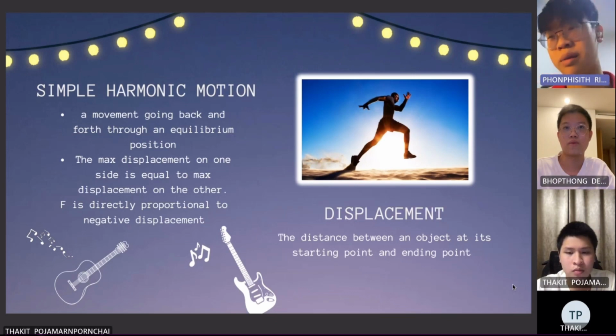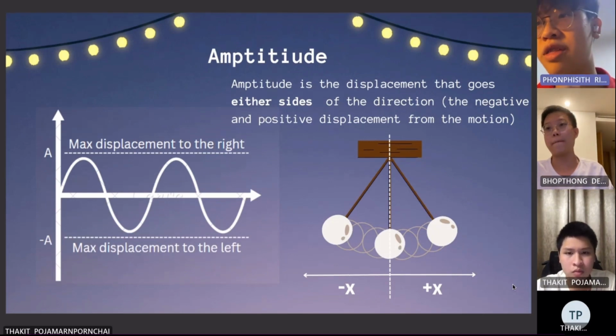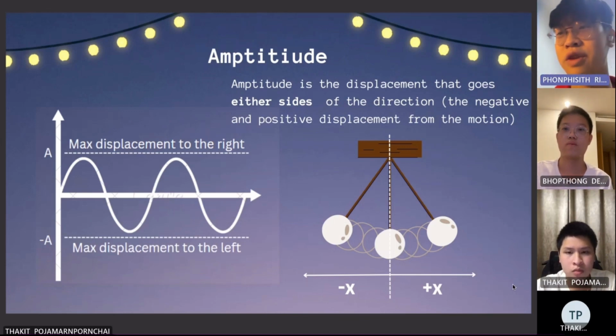And talking about displacement, what is displacement? Displacement is the distance between an object's starting point and ending point, like the fastest way you can get from point A to point B. While amplitude is the displacement that goes to either side of the direction, the negative and positive displacement of the motion, as you can see from the diagrams right here.